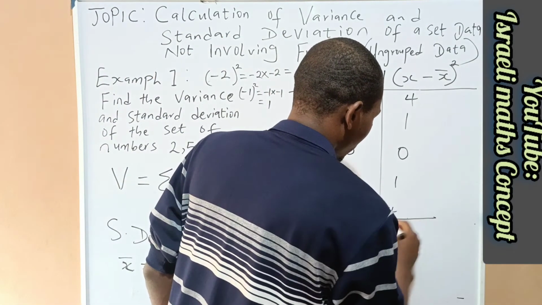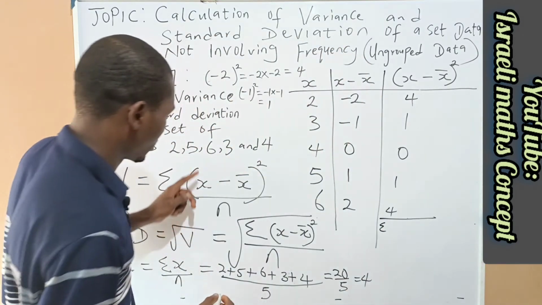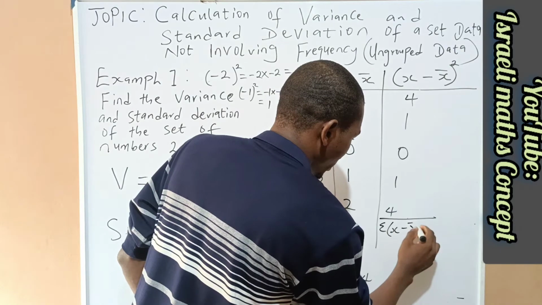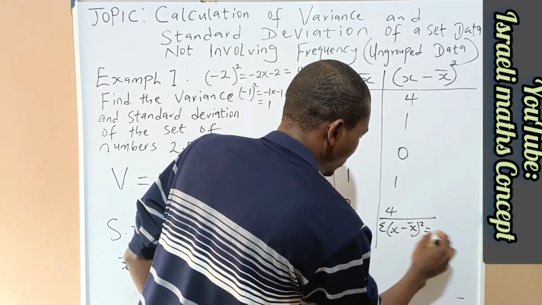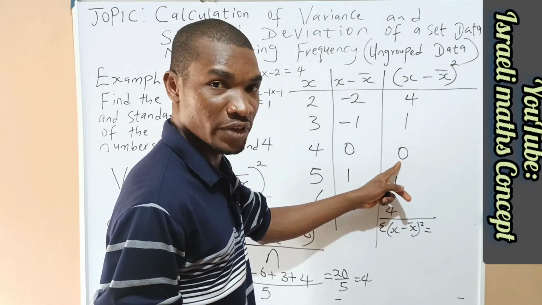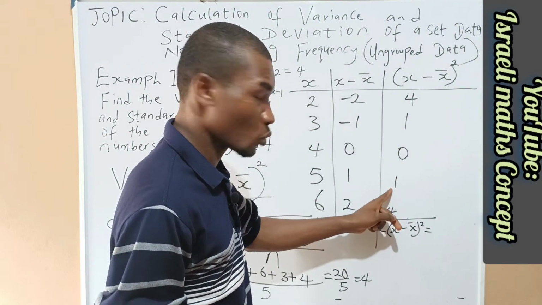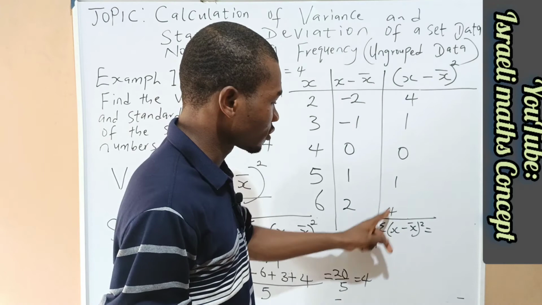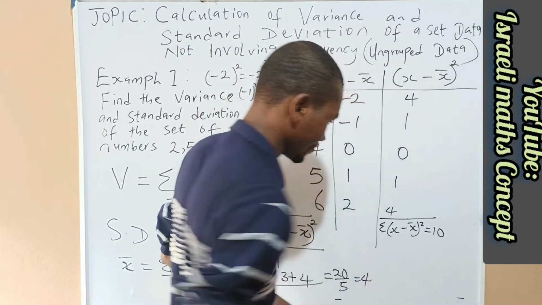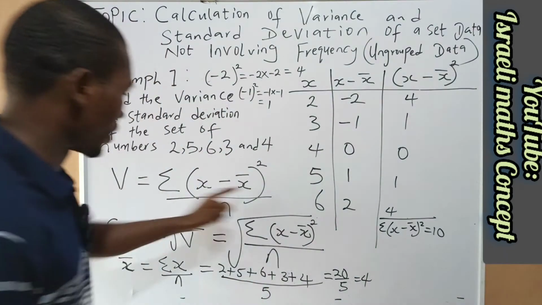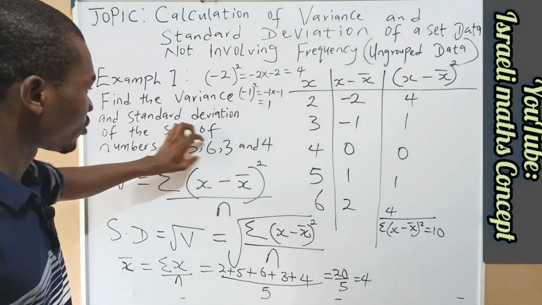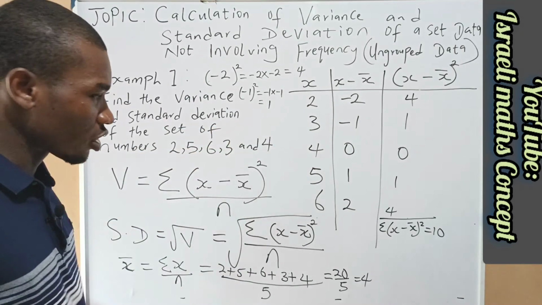So I will now have that the summation of, in bracket, x minus x bar, all squared will simply give us 4 plus 1 is 5, 5 plus 0 is still 5, and 5 plus 1 is 6, and 6 plus 4 will give us 10. So here we have 10. All right, all over our n. Remember, what is our n? Our n is how many numbers do we have here? We are coming to that.